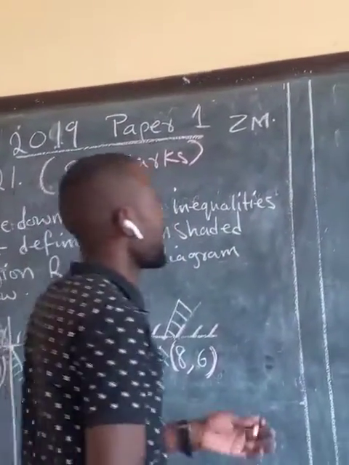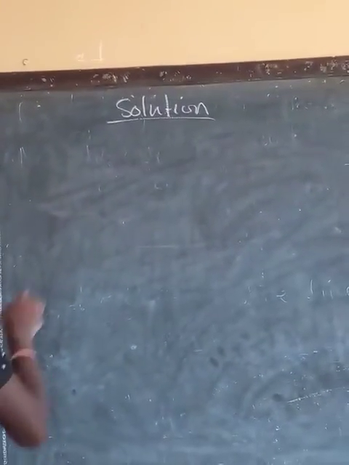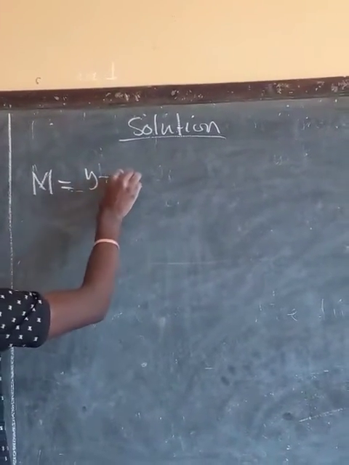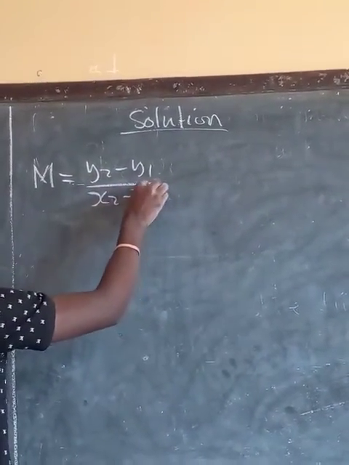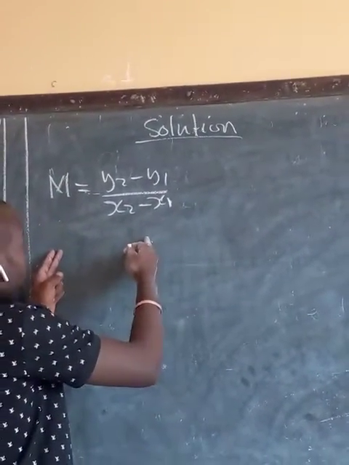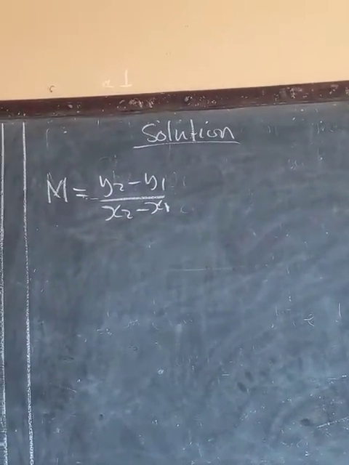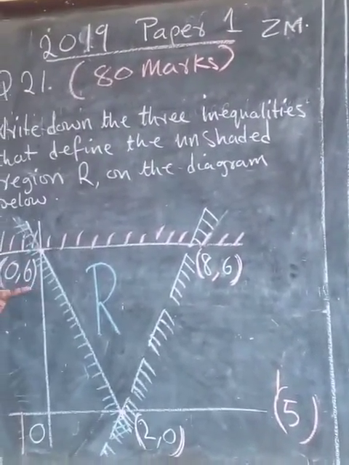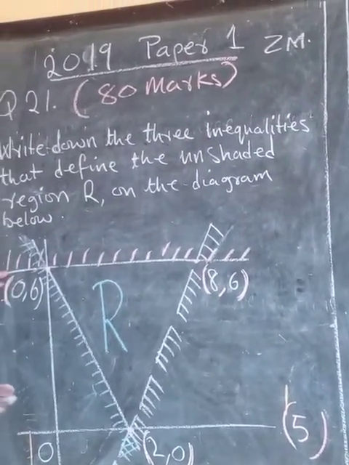How do I start? I start by first writing the gradient formula. Gradient is equal to y2 minus y1 over x2 minus x1. Good. Now that we know the formula for the gradient, we are going to write the inequalities, using the given coordinates for a particular line and solving it. And then we go to the next line. Let's start with the simple one first. The simplest one is this one.